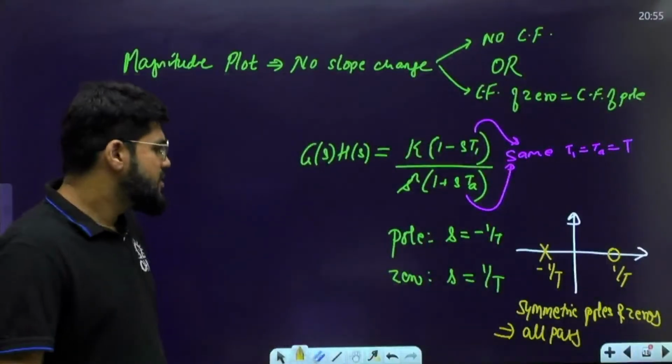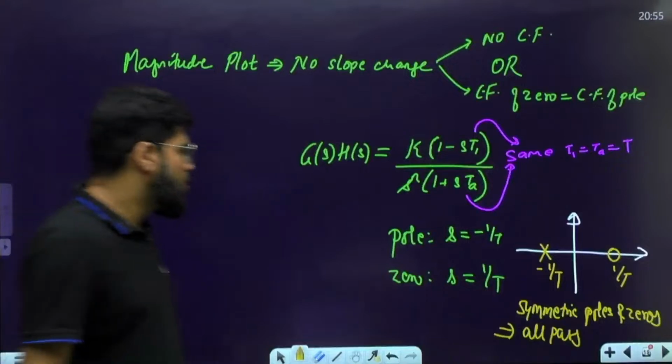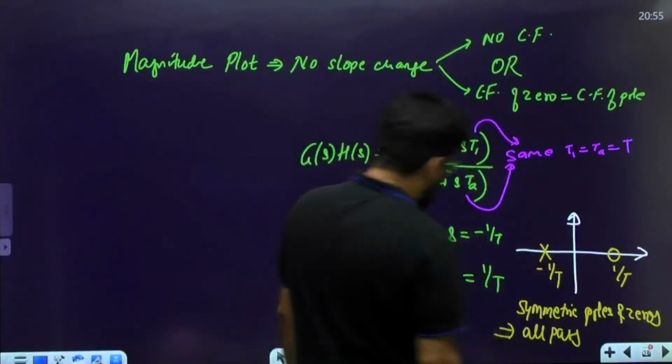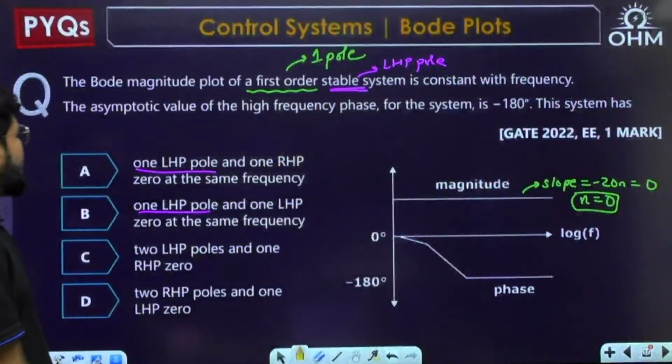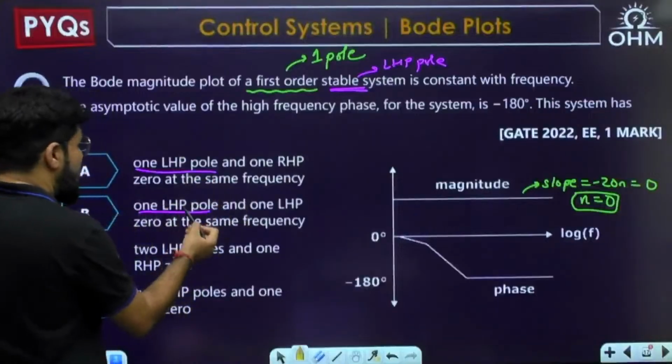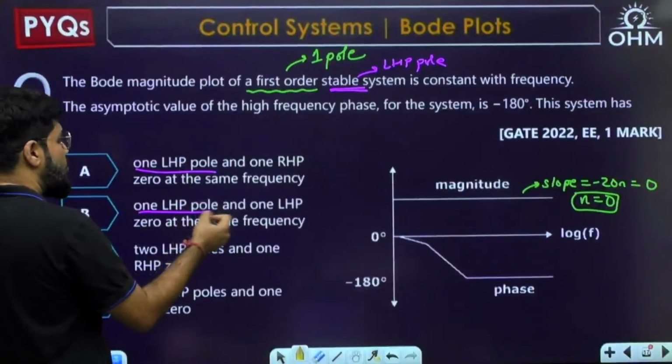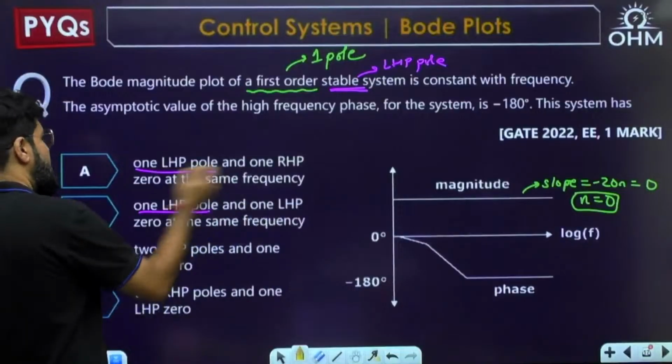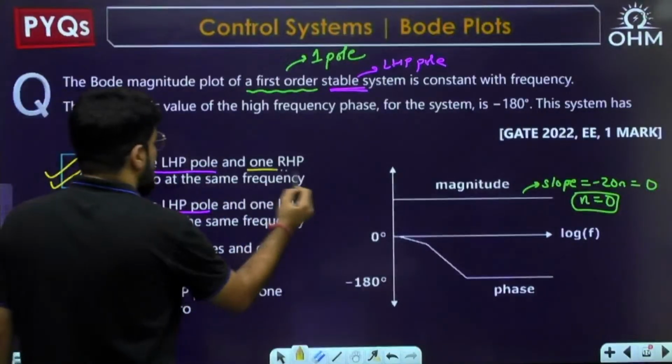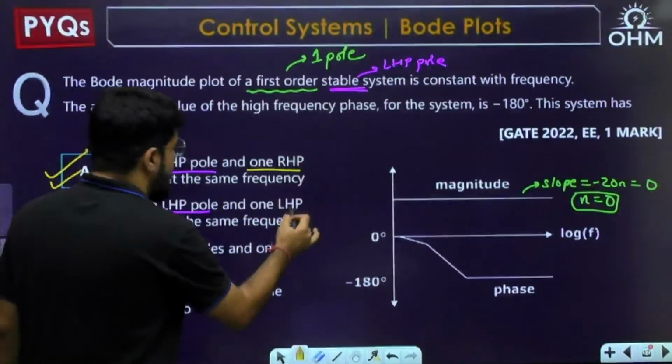So this is known as an all-pass system. Anyways, what is the correct answer? One LHP pole is there, but where is that 0? The 0 cannot be in the LHP, the 0 will be in the RHP. Option number A, one RHP 0, not the LHP 0.